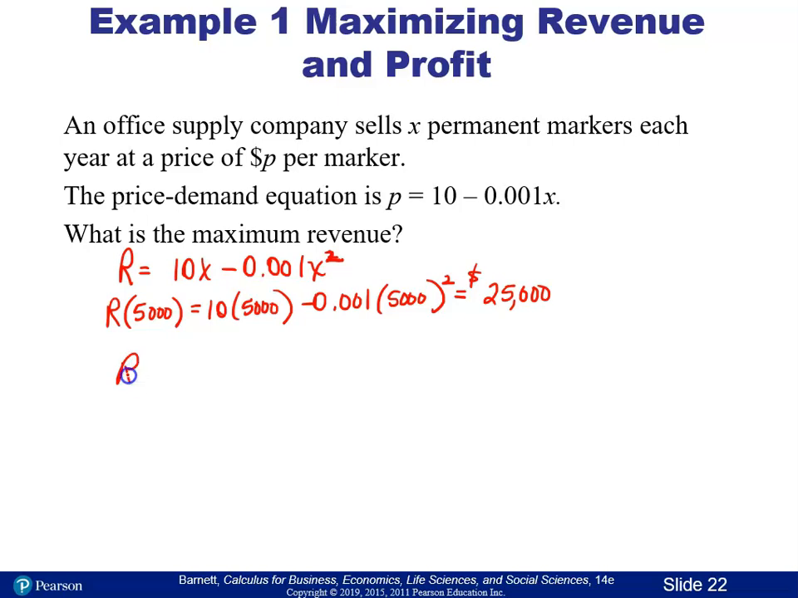Another way to think of it is our revenue is x times p. And we figured out that if we produce 5,000 units and we sell them for $5 a piece, that would give us our maximum revenue. So that is an alternative way to find that answer.